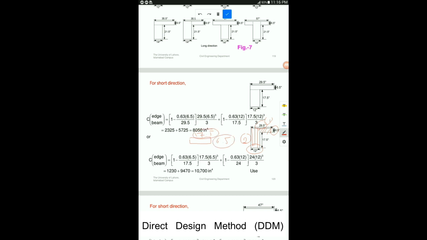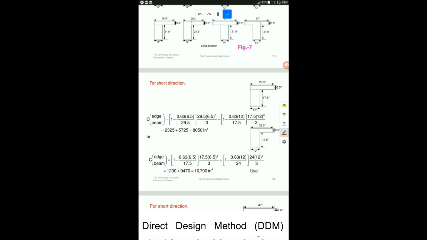So 1 minus, look here, this is the formula, 1 minus 0.63, this will be X and this will be Y, 17.5. Similarly, when you do the calculation for the other rectangular component, rectangular component 2, the X, it's very clear, is 12, which is the shorter dimension, and Y will be this one complete. This is the Y. So it's not 17.5, it is basically a sum of 17.5 plus 6.5, which is the overall depth of the beam, 24 inches. So 1 minus 0.63 into X will be 12 and Y is 24 inches.